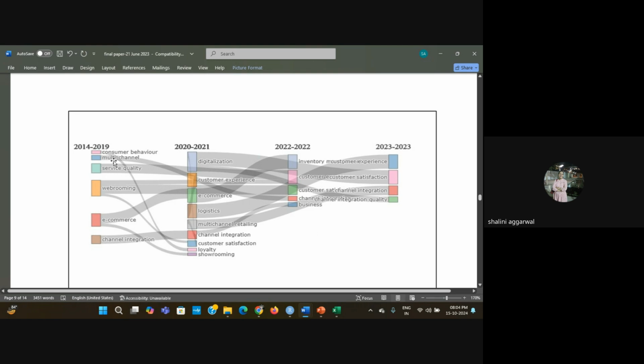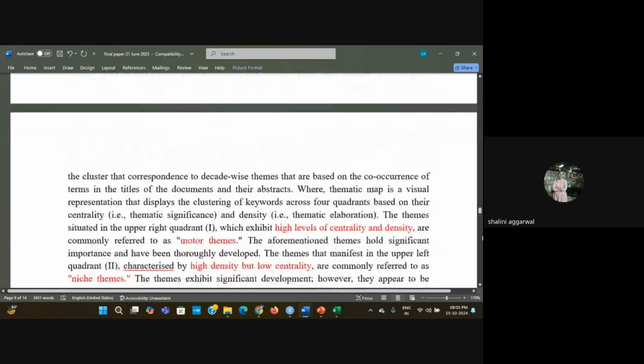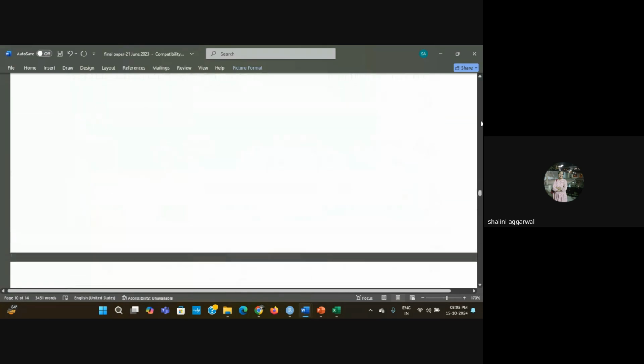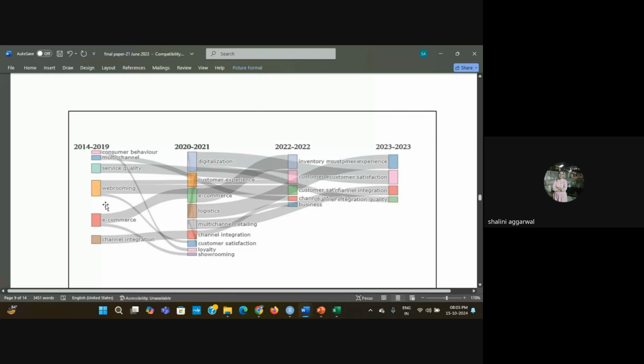It is depicting 2014 to 19, the same 4 time slices, right? So this figure shows 4 time slices. We have divided our time period into 4 time slices. So in these 4 time slices, what are the important keywords that have evolved with respect to this topic called omni-channel retailing? This paper that I have written has already been published. I'll send you this paper as well. So what are the important keywords that have been used over the different time slices?